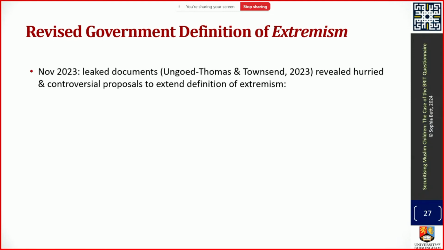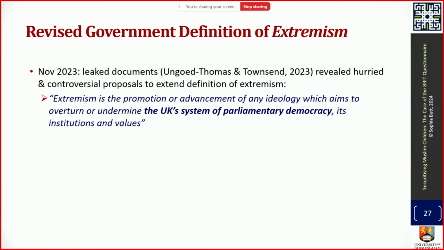What also happened last year was that the government started to tinker with the definition of extremism. So in November 2023, soon after the 7th of October, and what transpired since, there were leaked documents that revealed hurried and controversial plans by the government to extend the definition of extremism. The document stated, extremism is the promotion or advancement of any ideology which aims to overturn or undermine the UK system of parliamentary democracy, its institutions and its values.